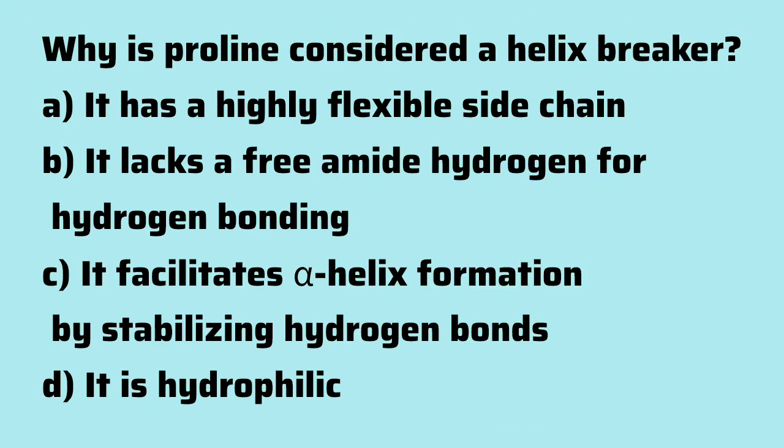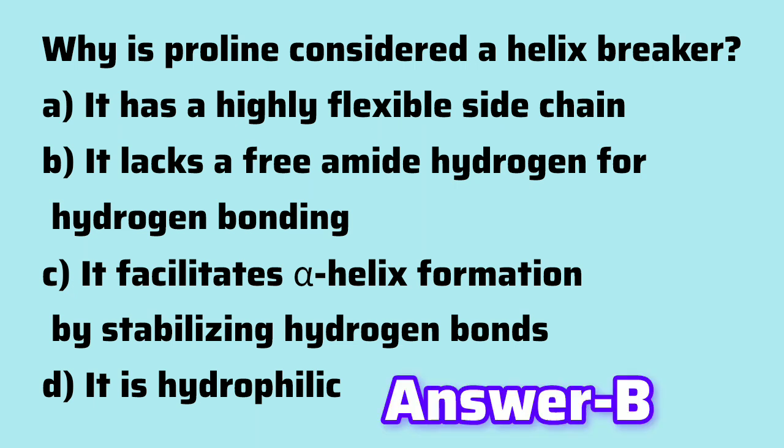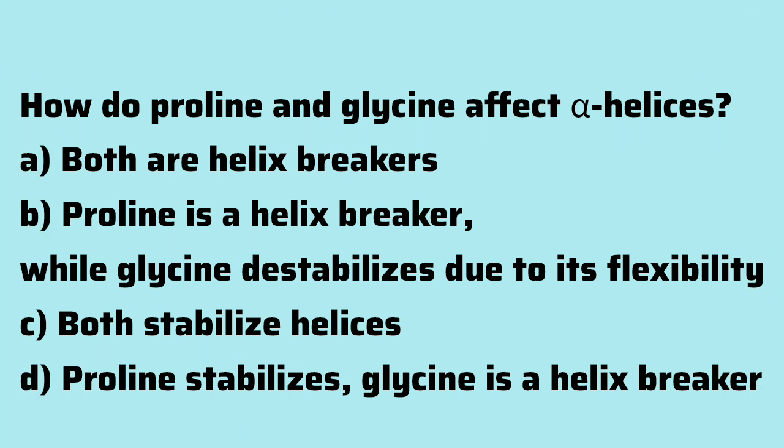Why is proline considered a helix breaker? This we had just discussed in the last question, that due to the cyclic ring structure, it lacks a free amide hydrogen for hydrogen bonding. Therefore, it forms a sharp bend or kink where it is present. Therefore, proline is considered a helix breaker. So, answer is B.